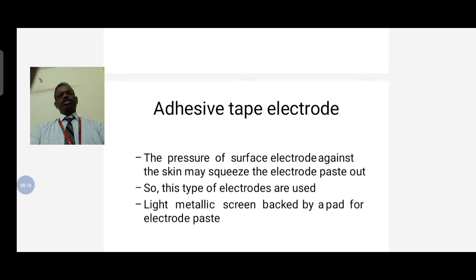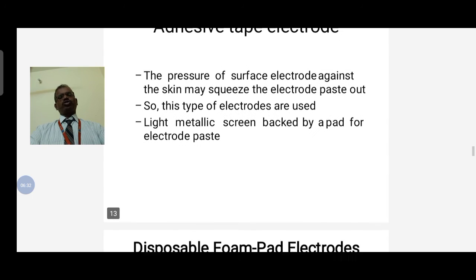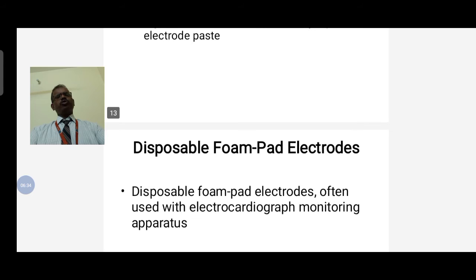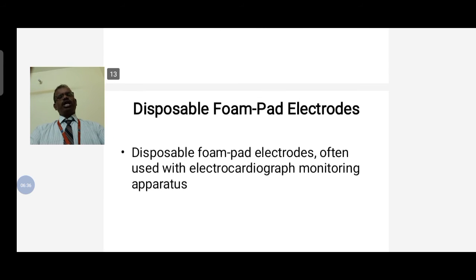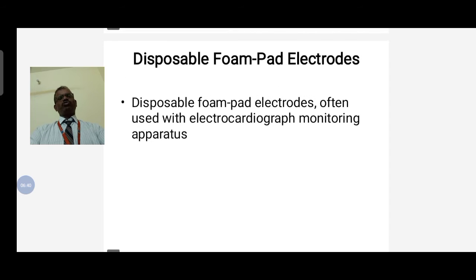This type of electrode can be used for these applications. Light metallic screen blocked by pad for electrode space. These are some constructions of the adhesive tape electrodes. And the next type is disposable foam electrodes.